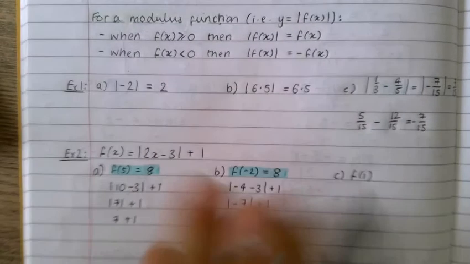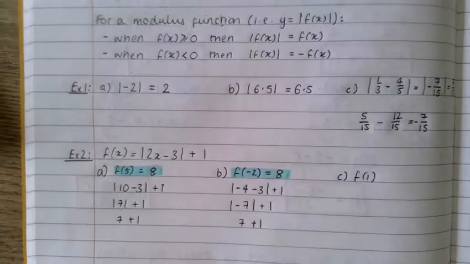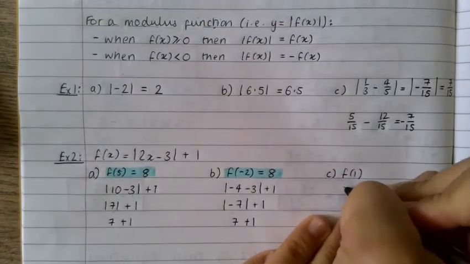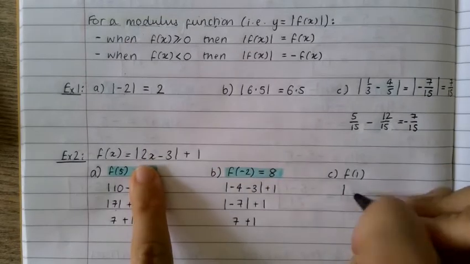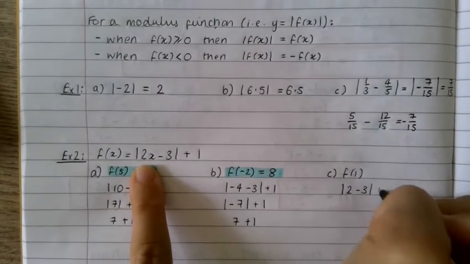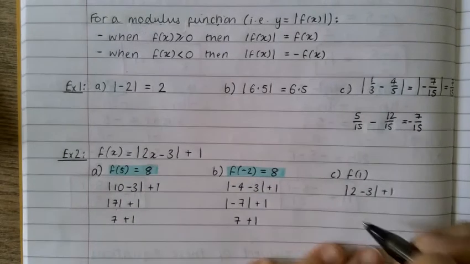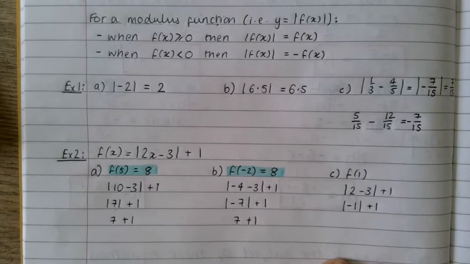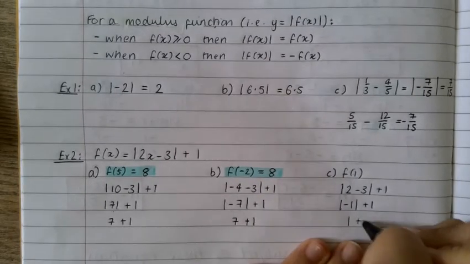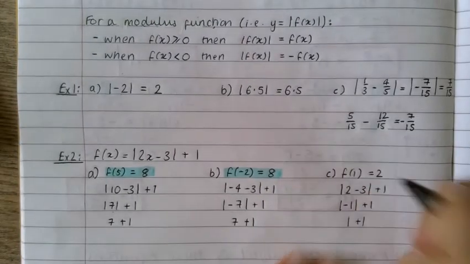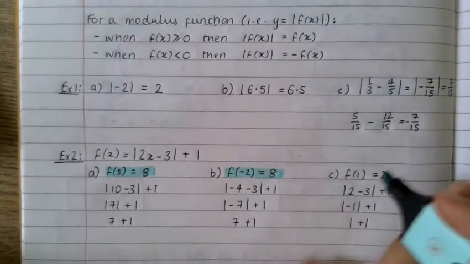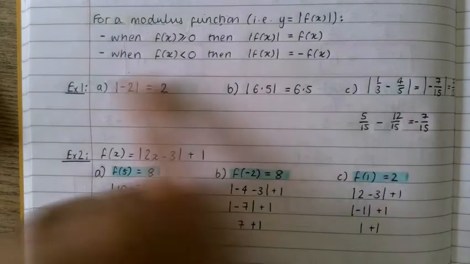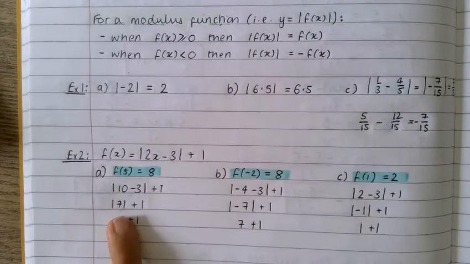So for this function we've been given, f of 5 is equal to f of negative 2. They both give you 8. And for the last one, we're going to substitute in 1. So 2 times 1 is 2, minus 3, all plus 1. And then 2 take away 3 is negative 1, plus 1. And the modulus of negative 1 is just 1. So 1 plus 1, and that's 2. So hopefully that makes sense with our modulus of numerical numbers and modulus of functions here.